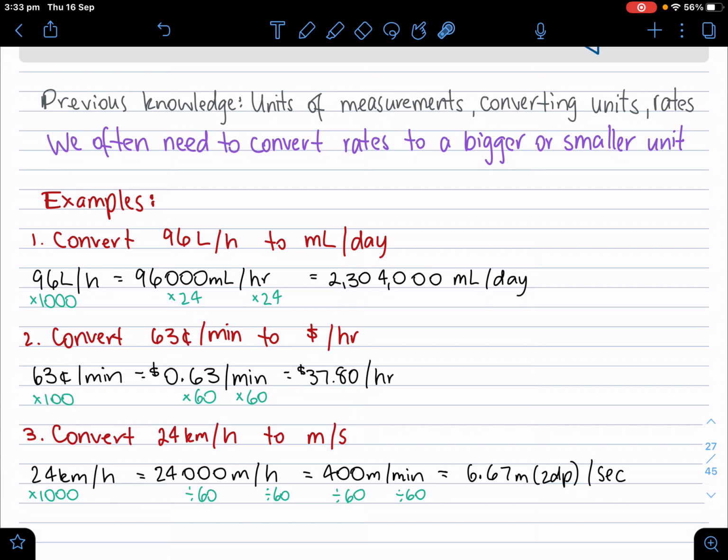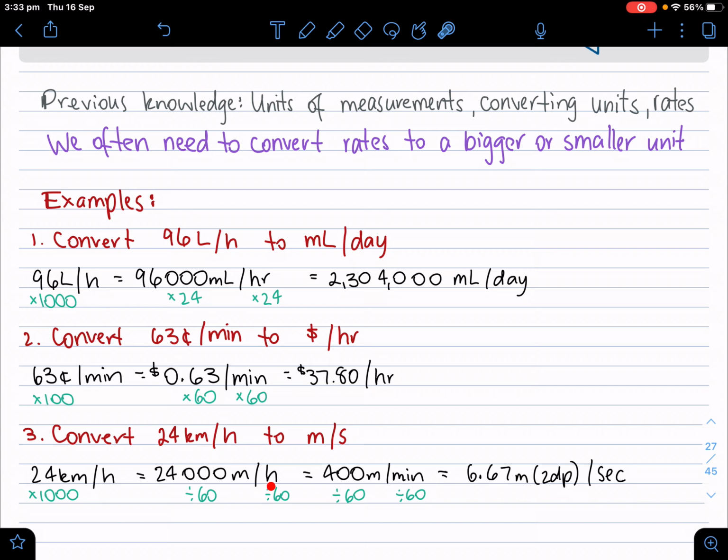Let's go on to the last example. The last example, which is one of our most common examples, is kilometers per hour to meters per second. So I need to convert one side first. I convert the kilometers into meters. 24 kilometers is actually 24,000 meters.